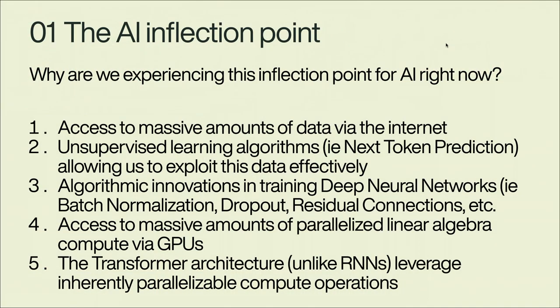As I mentioned, we're at this AI inflection point. Why is this happening? Why did we all of a sudden get ChatGPT and all of these other things coming up? There are a bunch of things that have all come together to make this happen. The first one is access to just massive amounts of data on the internet. I'm sure you've probably been on the internet. There's a lot of stuff on there. Unsupervised learning algorithms.